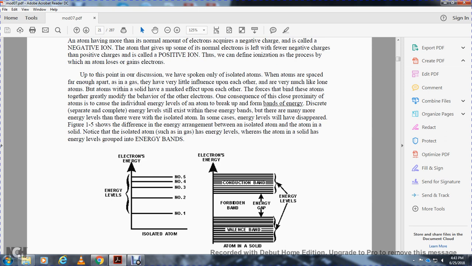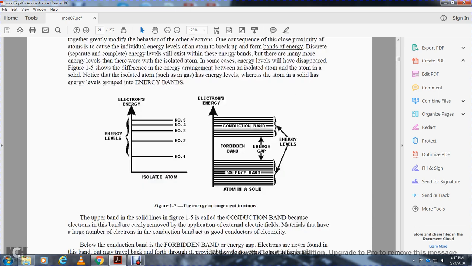Consequently, the close proximity of the atoms causes the individual atom's energy levels to break up into bands of energy. The discrete energy levels still exist within the energy band, but there are more of them than there were in the isolated atom, and in some cases the energy levels have disappeared. See Figure 1-5, the difference in energy arrangement between an isolated atom and the solid state. Note that an isolated atom, such as in a gas, has energy levels, whereas the atom in a solid has energy levels grouped into energy bands.